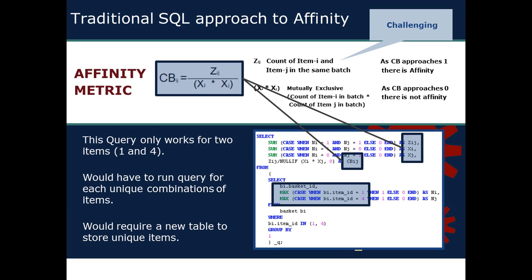What I'd have to do is create another table to keep item correlations in it. So 1 and 4, 1 and 5, 1 and 3, 1 and 7, and so forth. And then all the combinations of unique items would have to be in that table. And then I'd have to loop through for each combination of items to be able to get to this one metric. And that's quite challenging.